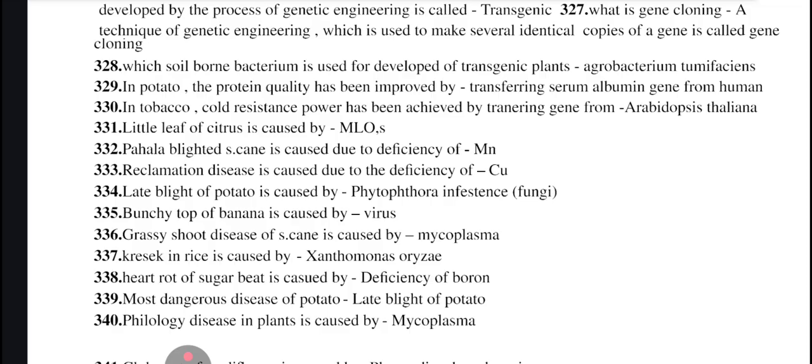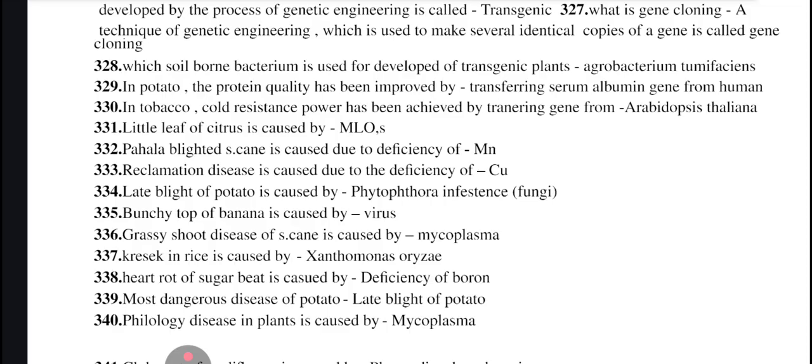Little leaf of citrus is caused by MLOs. Pahala blight of sugarcane is caused due to deficiency of manganese. Reclamation disease is caused due to deficiency of Cu or copper. Late blight of potato is caused by Phytophthora infestans. Bunchy top of banana is caused by virus. Grassy shoot disease of sugarcane is caused by Mycoplasma.